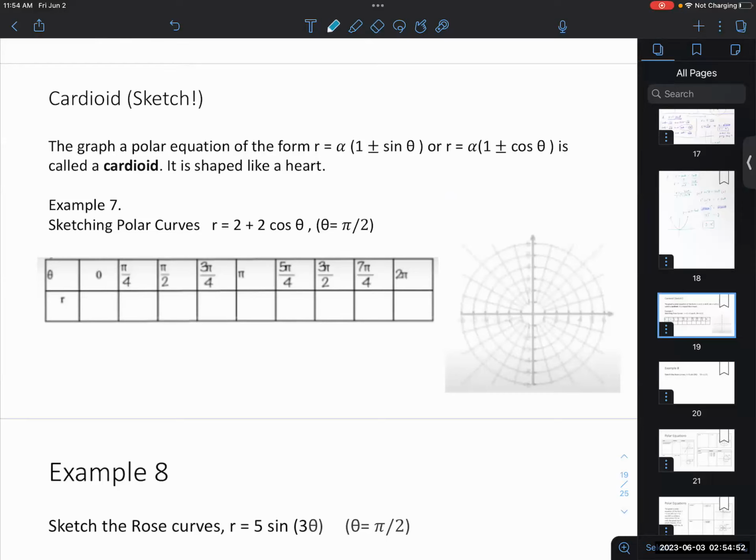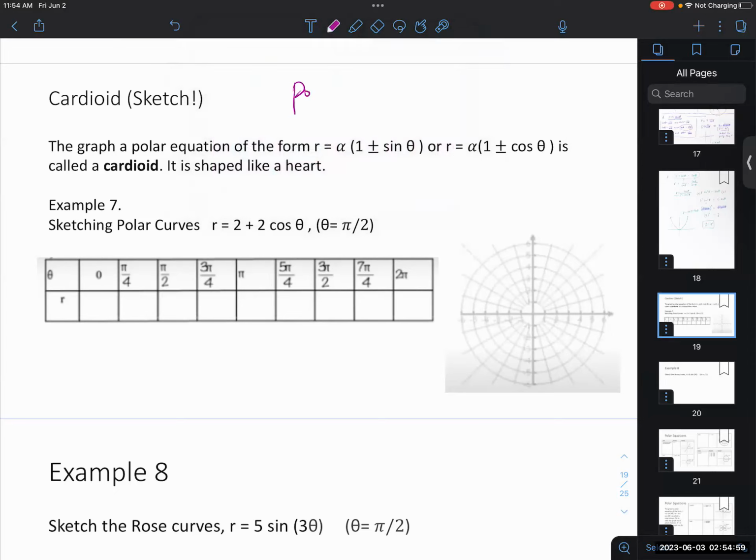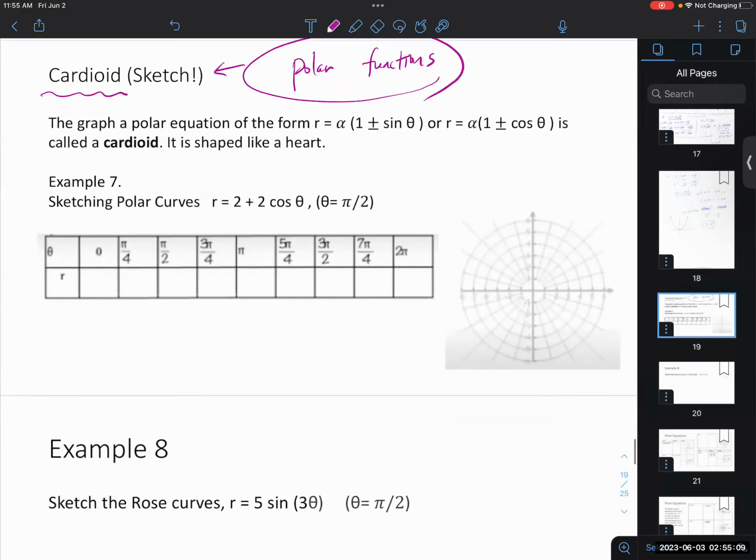So you see that there will be a lot of polar functions. So I'm going to talk about the polar functions. There are a lot. One of the polar functions is a cardioid. I'm going to show you everything actually.